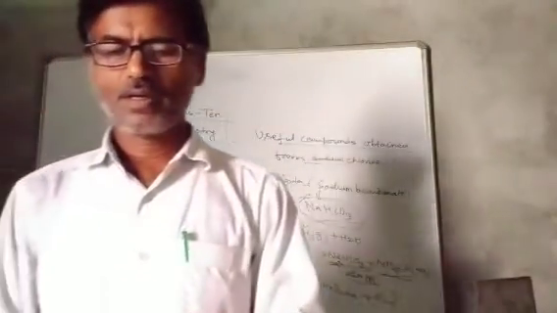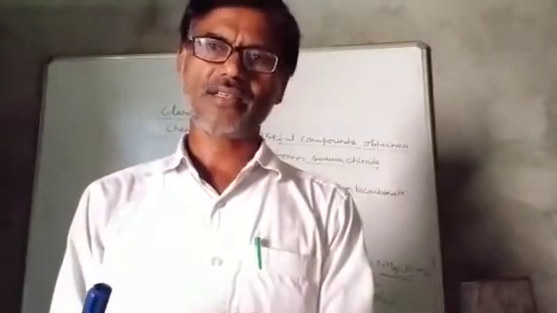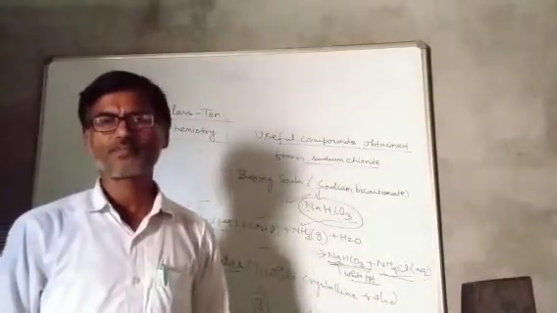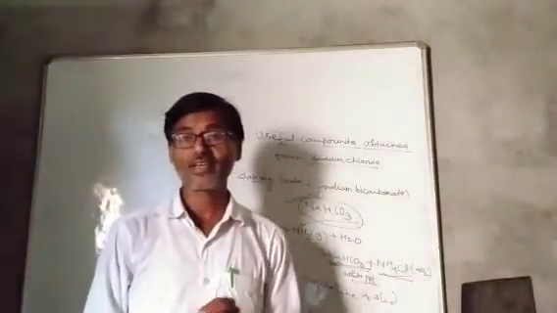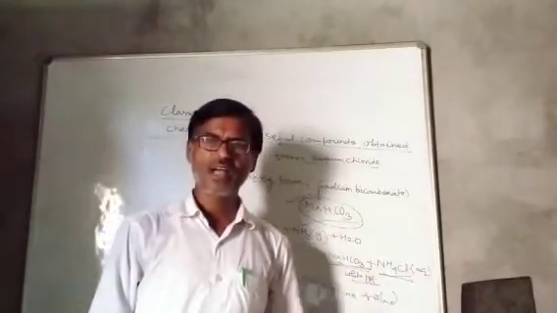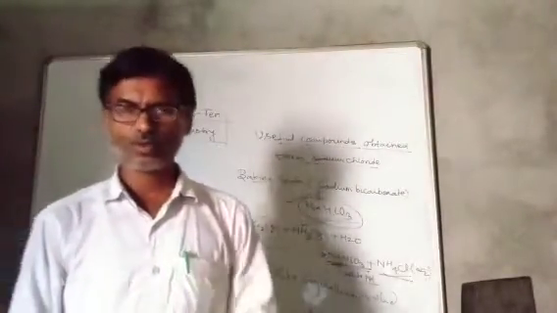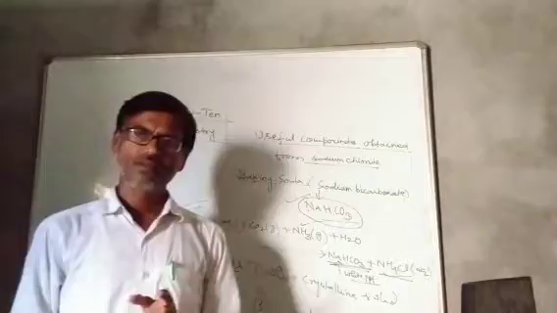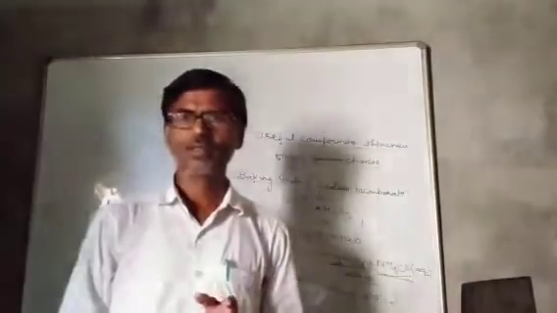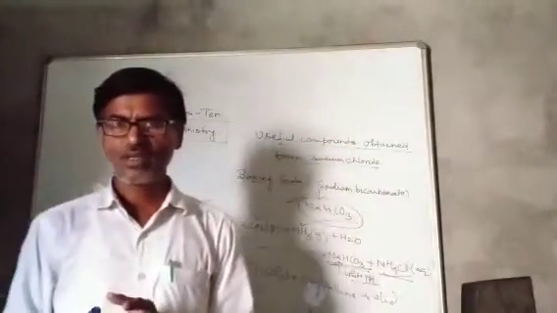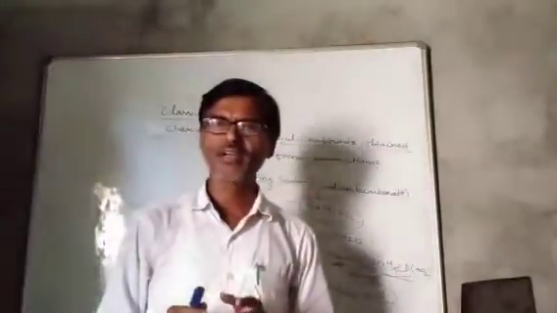It is also used in antacid medicine to give relief from indigestion and acidity. It's a mild base, so it neutralizes the excess acid in the stomach and gives relief from indigestion and acidity. The two important uses are: one, baking soda is used to make bread soft, porous and fluffy. Second, as a mild base it is used in antacid medicine which gives relief from acidity and indigestion.